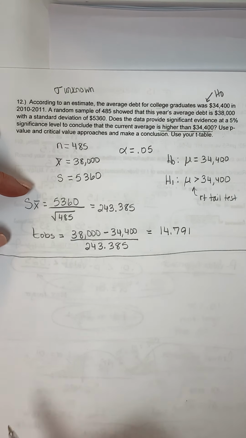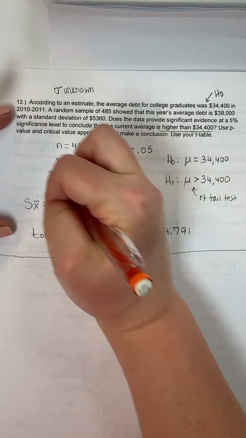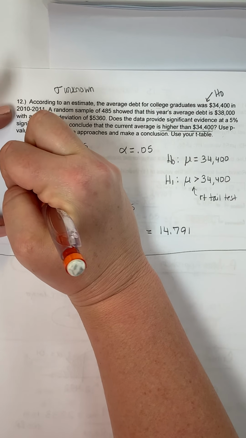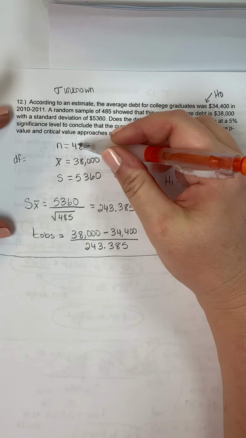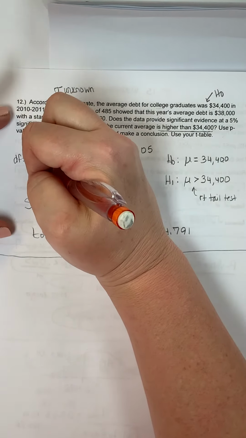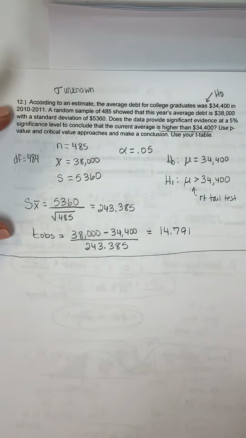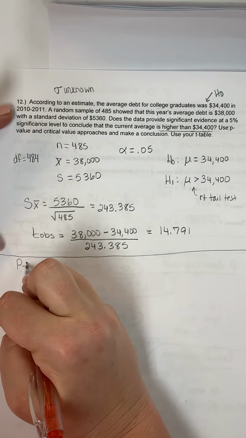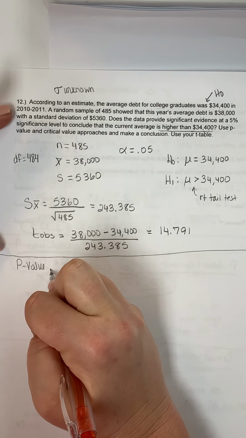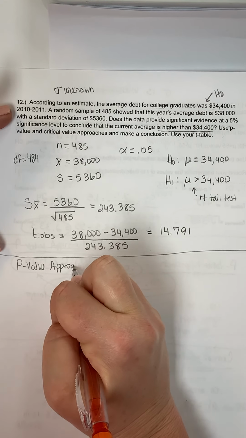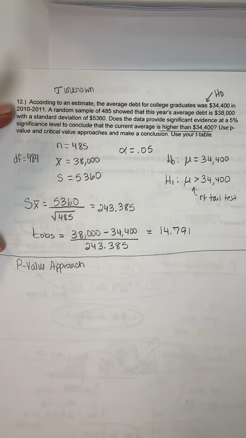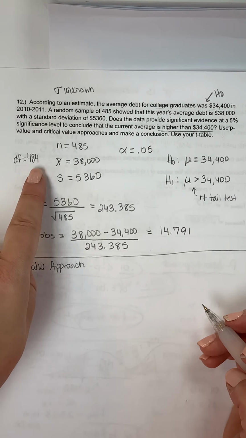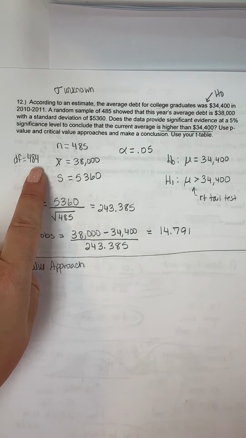All right, now this problem, all it wants is a conclusion, but it wants you to use both approaches, so I don't really need to circle this. Let's go ahead and find our degrees of freedom though. Our degrees of freedom, ooh, it's big. 485 minus 1, 484. That's a heck of a degree of freedom. Okay, let's do the p-value approach first. For the p-value approach, remember, we're going to use 484 as our degrees of freedom.